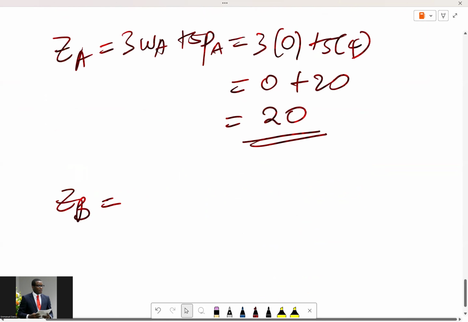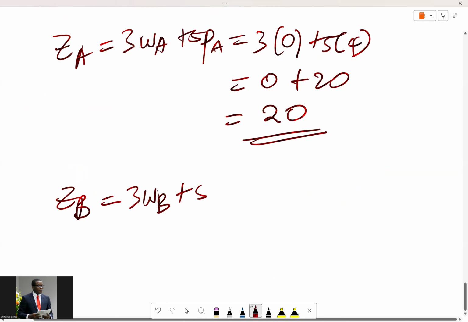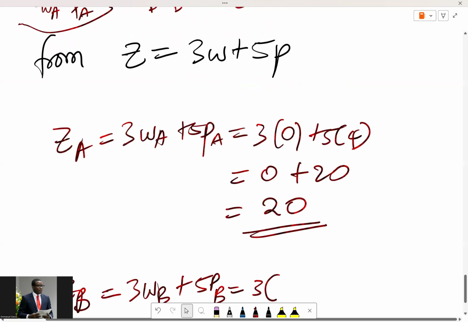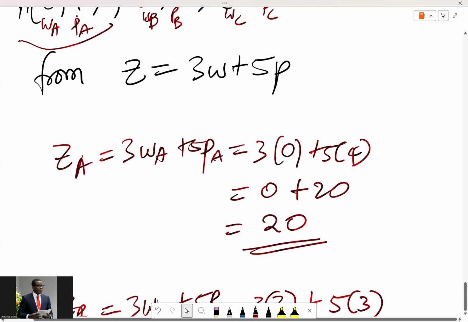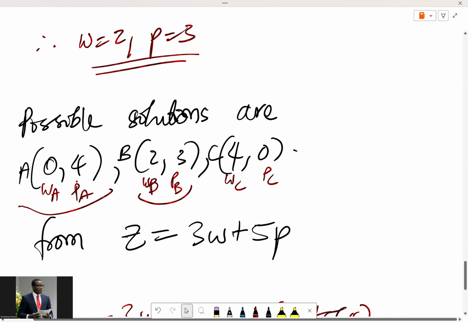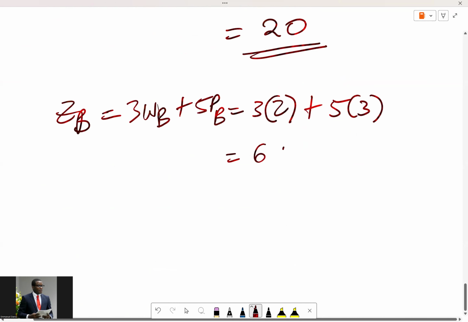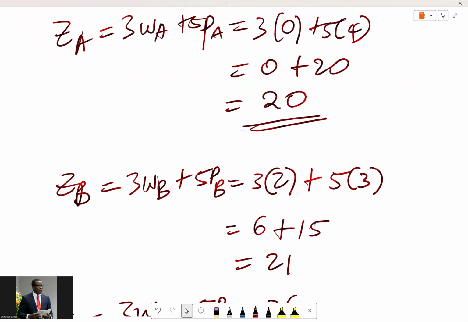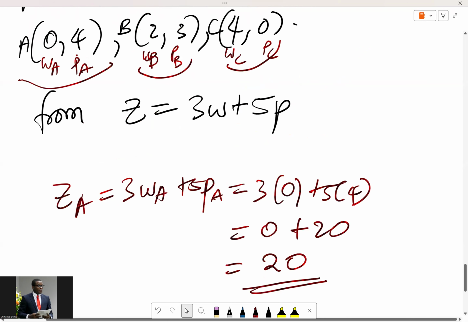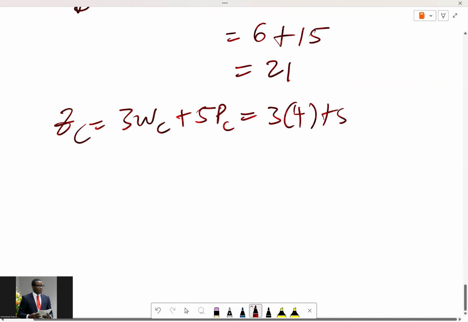So for ZB now, we have 3WB plus 5PB. Okay, that is 3 times WB, which is 2, plus 5 times 3. So that means 3 times 2 is 6, 5 times 3 is 15, and you get 21. And lastly, you have ZC, which is 3WC plus 5PC. So that is 3 into 4 plus 5 into 0. So that is 3 times 4 is 12, 5 times 0 is 0.